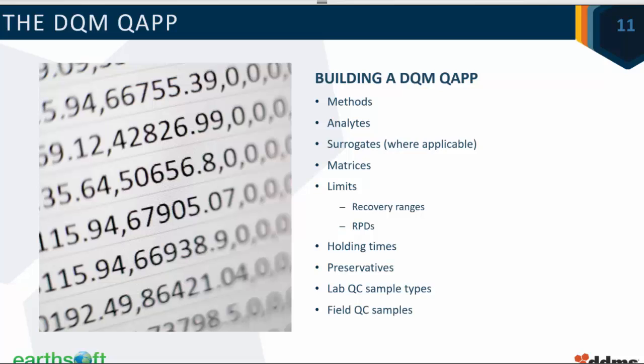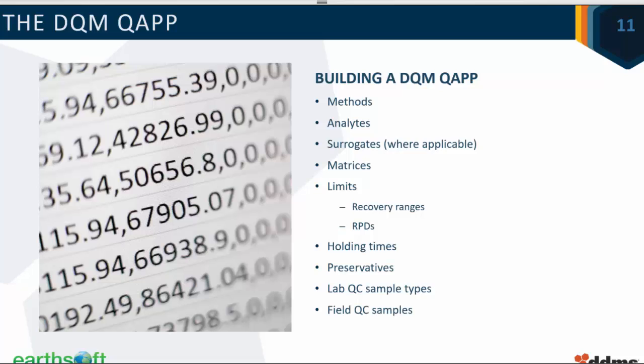So like I say, this is always being improved and built on, so it keeps getting better. Then field QC samples can also be handled, but like I say, you have to know what they are ahead of time to be able to identify them correctly. And then keep in mind that DDMS uses DQM in a number of different ways.